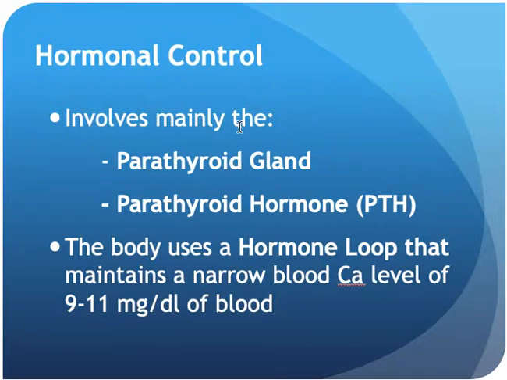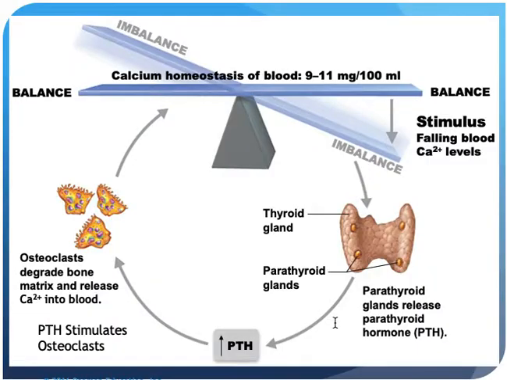So for hormonal control, it's going to involve the parathyroid gland, okay, and the parathyroid hormone. And your body's going to use these calcium levels in our blood, okay? So it's using a hormone loop that maintains a narrow blood calcium level of 9 to 11 milligrams per deciliter of blood, okay? So a very, very small range that we're trying to maintain. Here's our picture like we saw in the first chapters where we have our little teeter-totter, okay? And when it's level, we're in homeostasis, or we're in balance. The stimulus in this case is this decrease or these falling levels of calcium in our blood. So again, your body's monitoring the calcium levels in the blood.